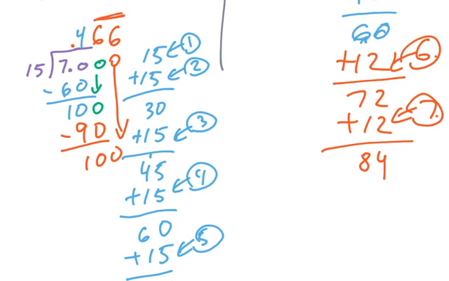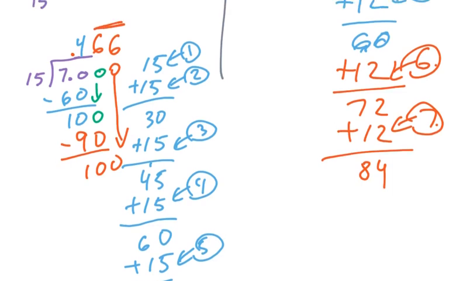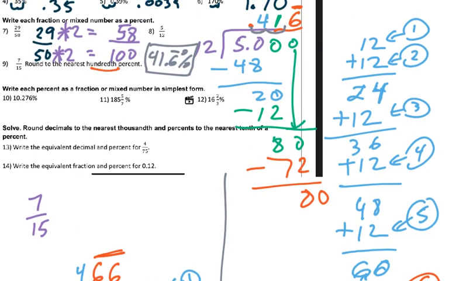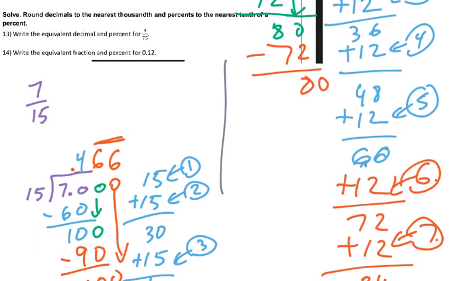So this is 4.666. The question, if you recall, says round to the nearest hundredth. So our place values tell me that this is the 10th. This is the 100th. So I look over here. So this means I got to round it back up. So this is going to become 40.